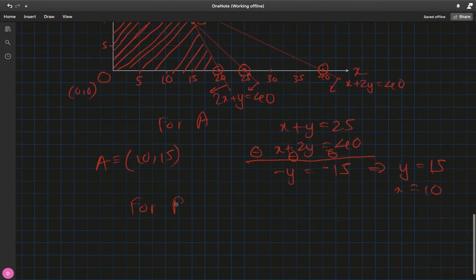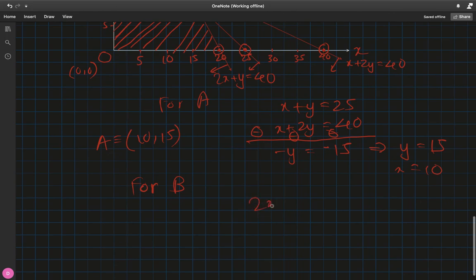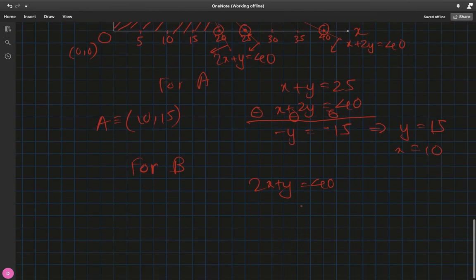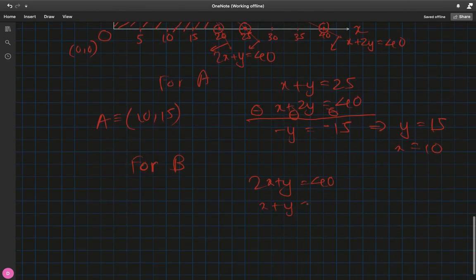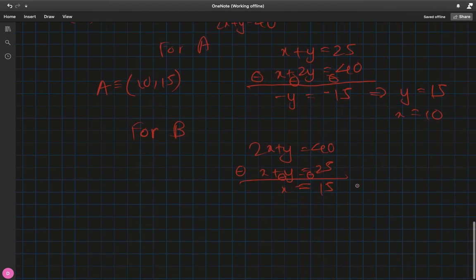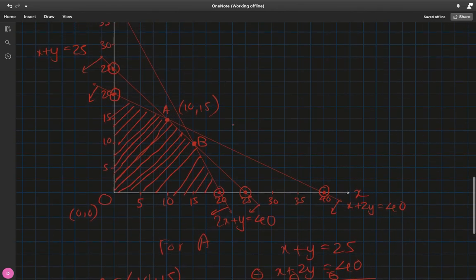And now for B, you can solve simultaneously the equations. 2x plus y is equal to 40, intersection of this, and x plus y is equal to 25. Subtract second from first, you will end up with x is equal to 15, and if you plug that into this second equation, that will mean y is 10. So B is 15 comma 10.